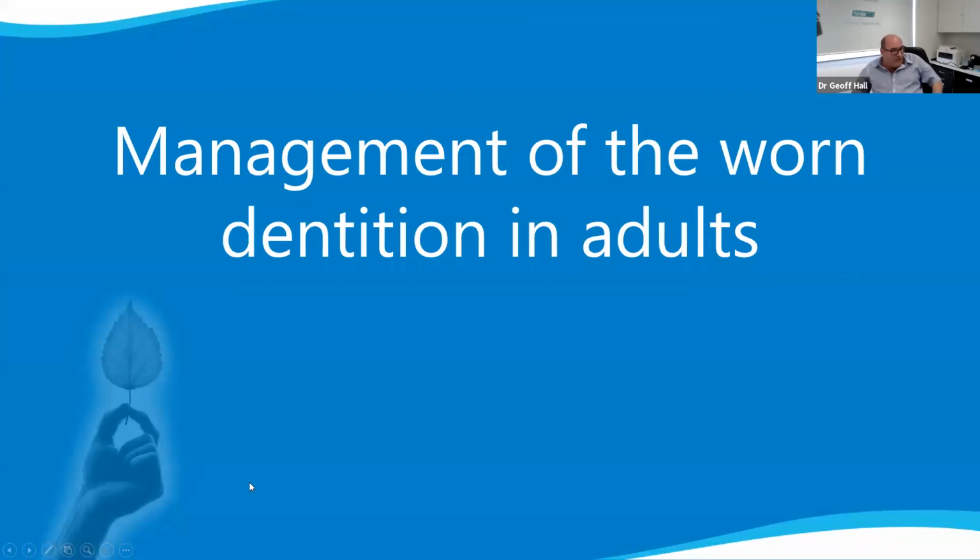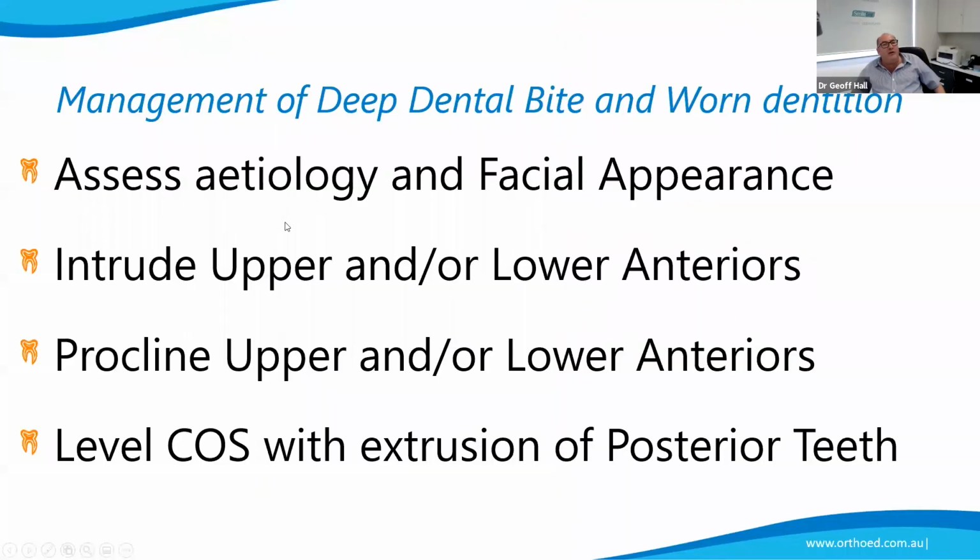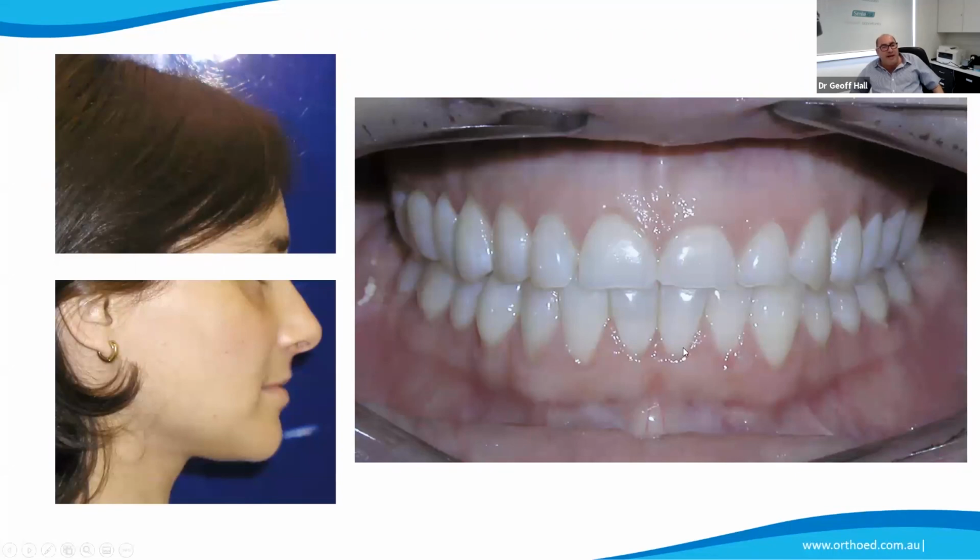So management of the worn dentition in adults. You must see this all the time in your practice, deep bites, worn dentition. So we've got to assess the etiology, the facial appearance. So we've got to make diagnostic decisions. Do we intrude the upper and lowers? Do we procline them? Do we level the curve of Spee? And once again, this is all diagnostic part. But this lady comes in and you're going to see pretty severe wear of the teeth in a second. So she comes in and I notice the gingival margins are not coincident, so I'm wondering what's the cause.